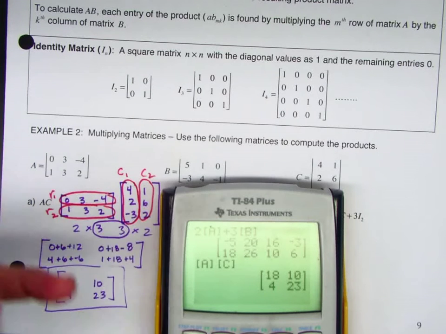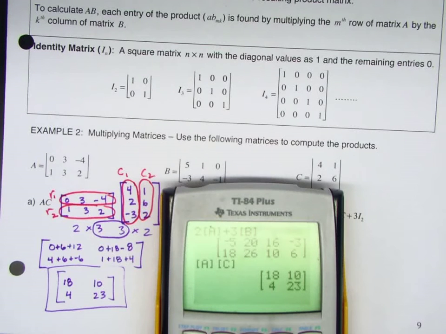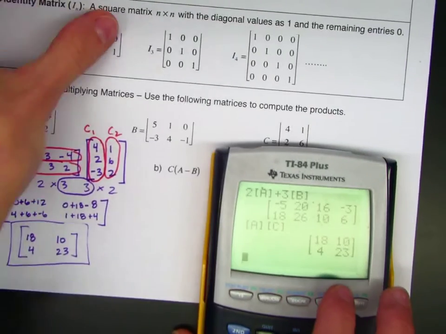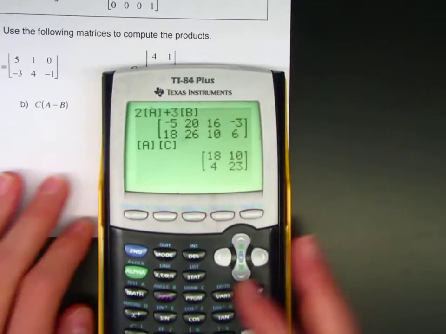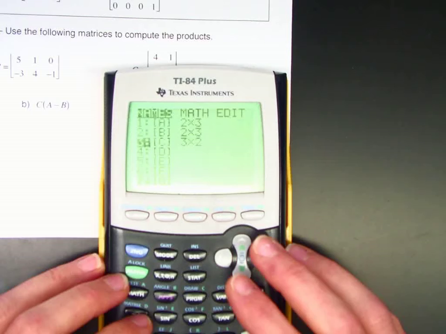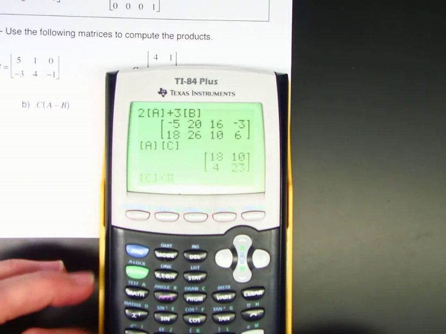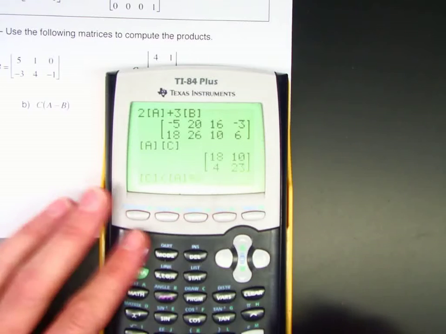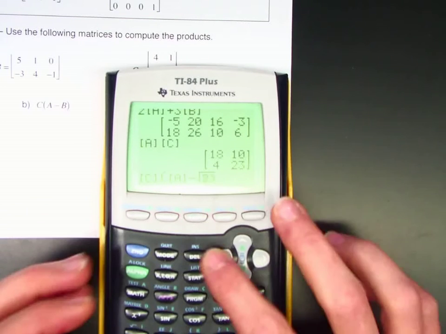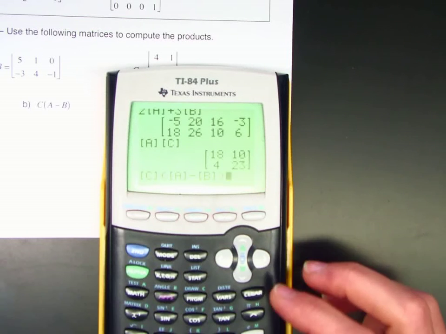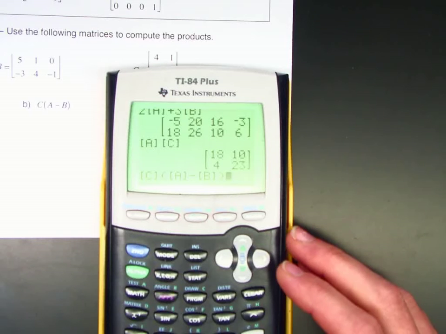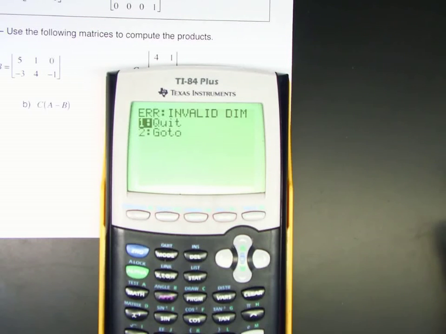This was a simple one, but imagine if your dimensions ended up being like a 4x4, your outer dimensions, that would take a lot of time to multiply that all out. Okay, I want everybody to try typing in B. Go. Everybody type it in. Did you press enter? What happened? Right, you get this invalid dimensions.